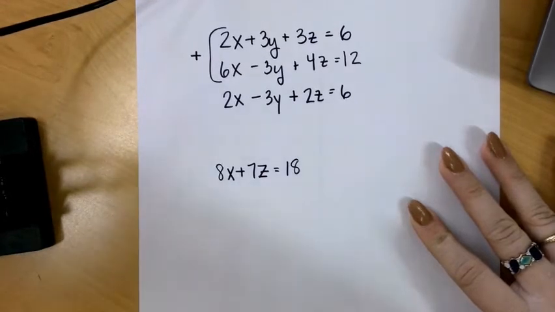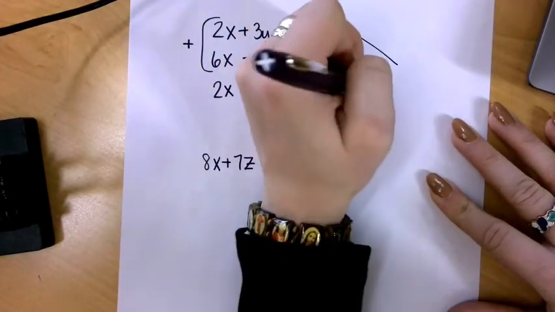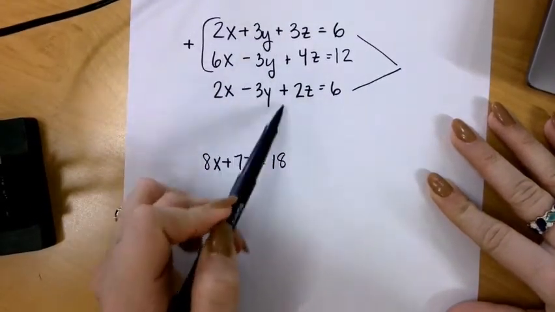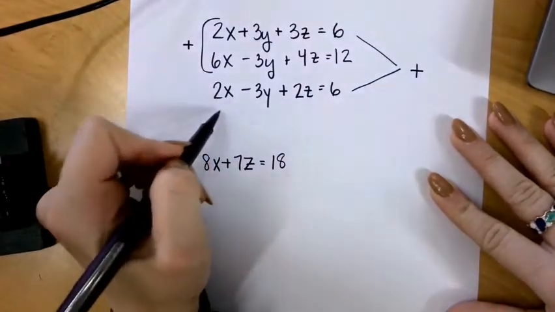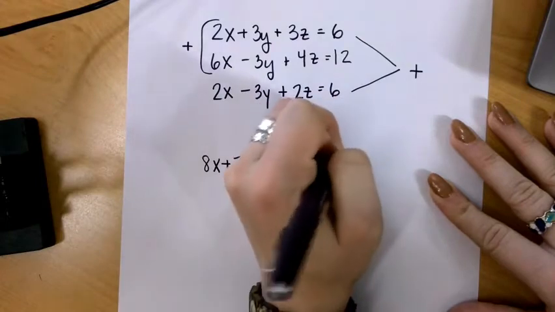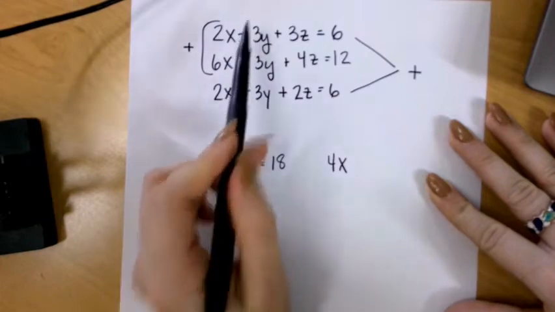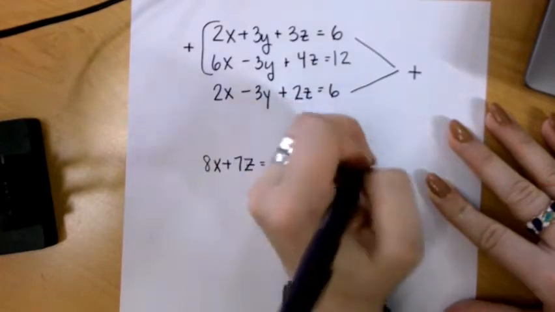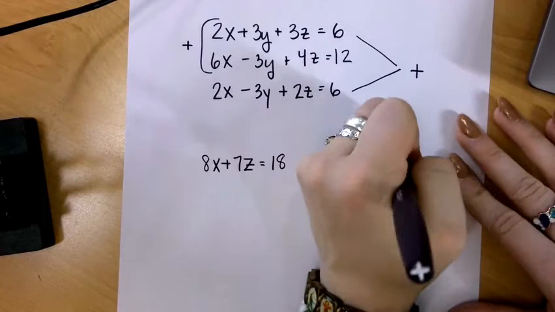However, I need to combine another set of two so that I can get another equation, just x plus z. So I am going to use these two equations because I notice, again, a positive 3 and a negative 3y. So if I add these two, I get 2x plus 2x, which equals 4x. Then I have 3y minus 3y. Those cancel out. And then I have 3z plus 2z, which would equal 5z. And 6 plus 6 equals 12.